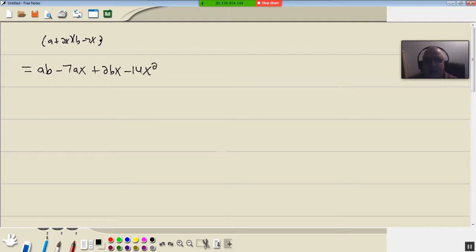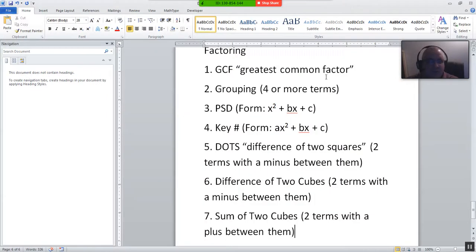Okay, ab minus 7ax plus 2bx minus 14x squared. Now if I look at this, I've got 4 terms, and I'm looking at all 4 terms. I notice they don't have a GCF in common. That's always your first method you look at. You look for GCF. So since there is no GCF, I go down my list.